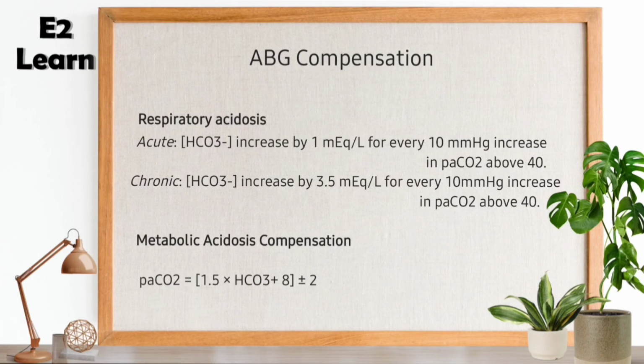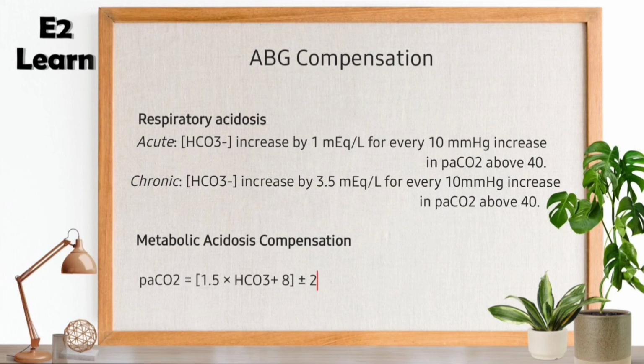In case of respiratory acidosis, if it is an acute respiratory acidosis, the body tries to increase the bicarbonate level by 1 millimole or 1 milliequivalent per liter for every 10 millimeters of mercury increase in PaCO2. Similarly, if the body has already been having a respiratory disease and it is going into chronic respiratory acidosis, for every 10 millimeters of mercury increase in the PaCO2 level, there will be an increase of 3.5 millimoles or 3.5 milliequivalents of bicarbonate.